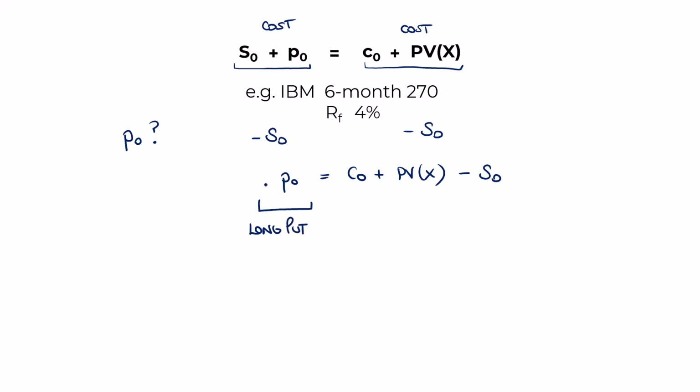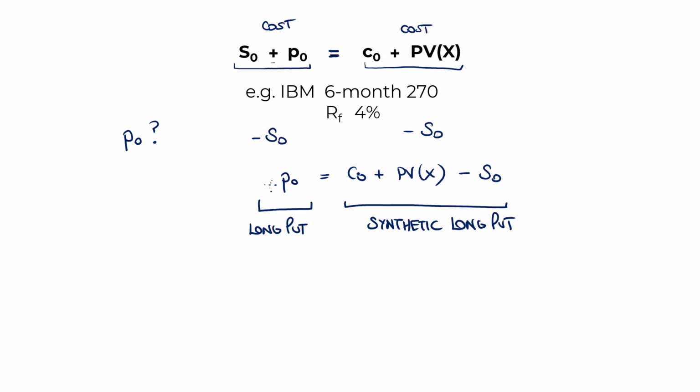I have isolated on the left the long put. This is a long put because it's got a positive. It's a silent positive sign there. You could see it. On the right, because I've done the same thing to both sides, this equal sign still holds. The right-hand side is still equivalent to the left. This is also going to pay off what the long put pays off. We say it's a synthetic long put.